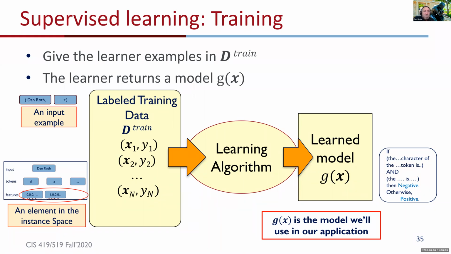The learned model G of X could be a set of rules like this. If the ith character of the jth token is something, and the kth character is something, then say negative, otherwise say positive. So this could be an example of a G of X, a model that you learned. Another example could be this neural network that we learn. Again, it takes the character-based representation in this case, does something, and computes a function that predicts whether this specific example is positive or negative.